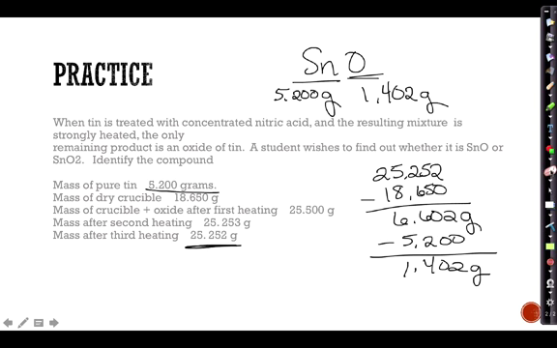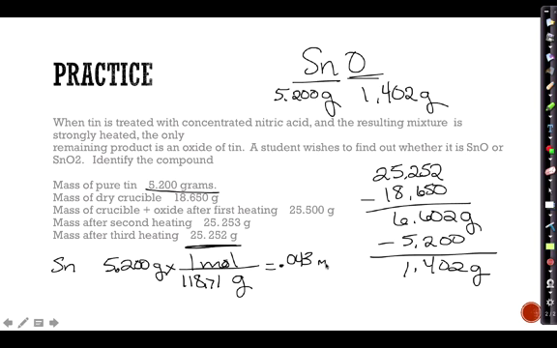All right, so now the next step is to go from mass to moles. So I need to know how many moles of each thing I have. So let's do Sn. I have 5.20 grams. 1 mole over so many grams, well, the molar mass is 118.71. That gives me 0.043. All right, I'm going to do the same thing for oxygen.